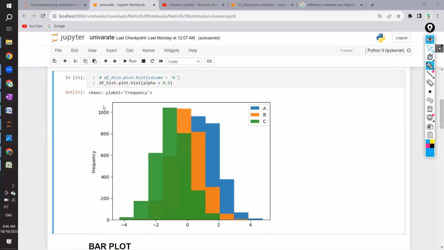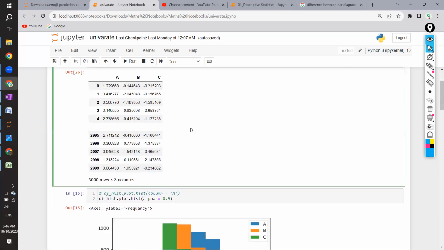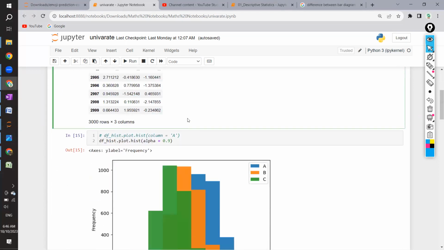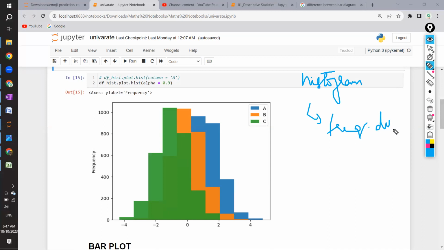What are these? These are not categorical data. These are continuous data. So if it's continuous data, what is a histogram? Histogram is also a frequency distribution. Try to understand: histogram fundamentally is just a frequency distribution graph. The moment I say frequency distribution, what does it mean? It means the frequency of each and every outcome of this column.